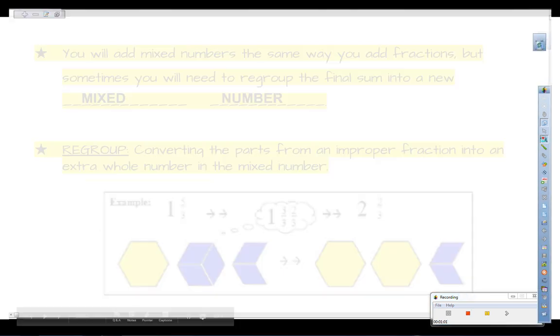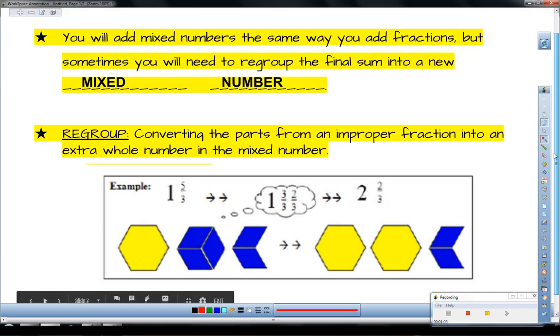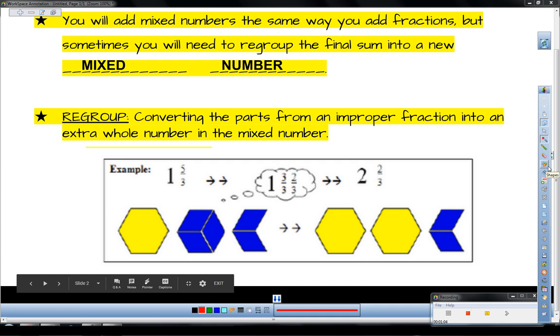You'll notice here that my solution, a little bit tough to see, is 1 5/3. That's one whole, and 1, 2, 3, 4, 5 pieces. Each of those pieces is 1/3 of a whole. You'll notice it takes 3 pieces to make up a whole. And so what we're doing here is regrouping.